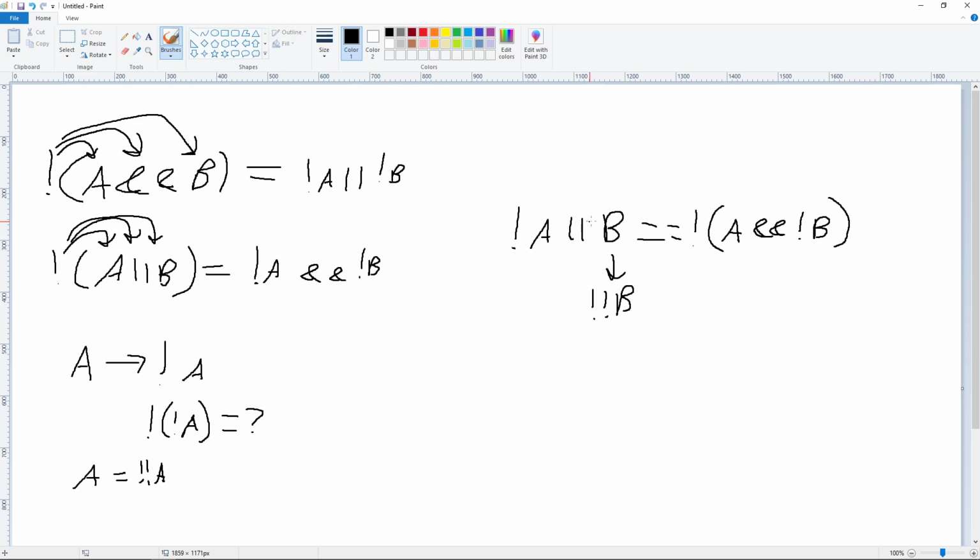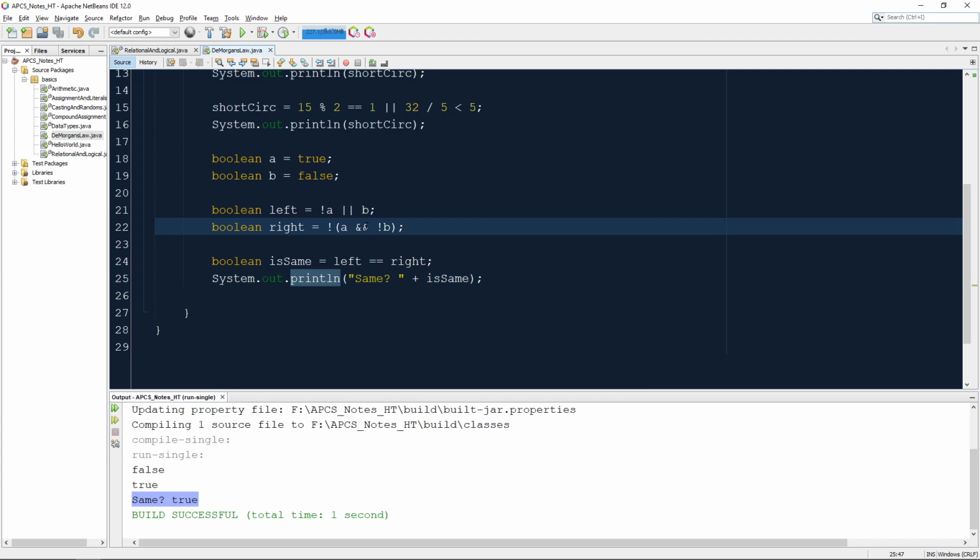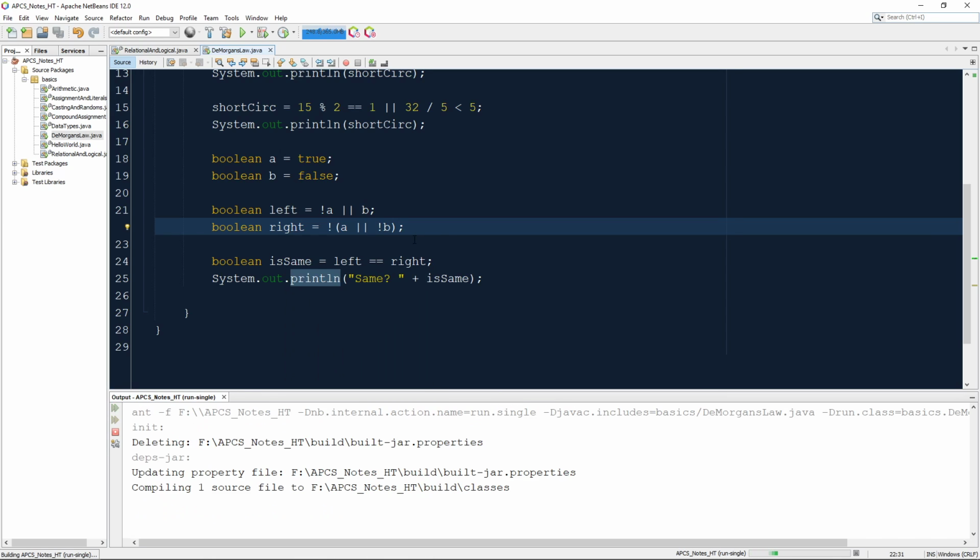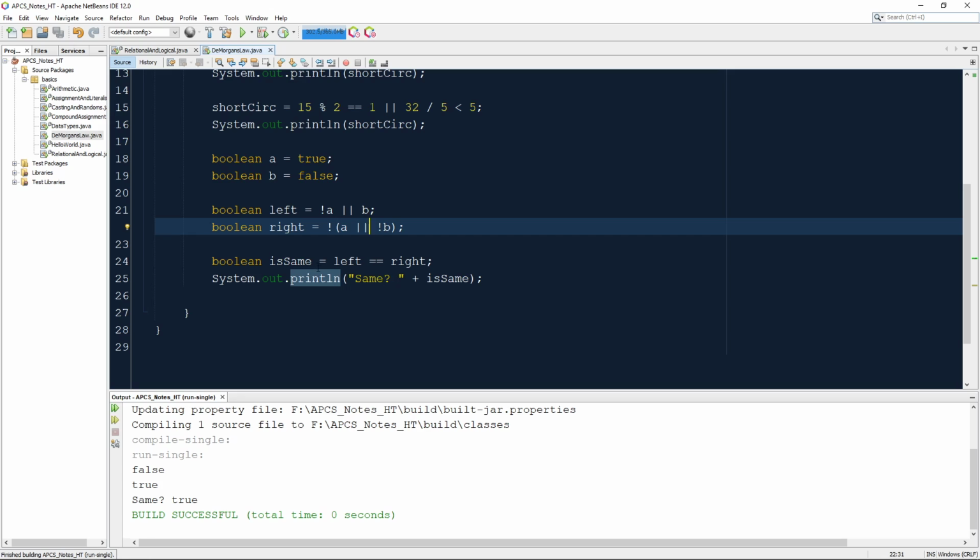Now again, if I had made the mistake of not flipping the symbol, so if I thought that this ended up being not A or not B, then this would not be the same. If I had done this by accident, if I had misrepresented De Morgan's law and I ran it, we would see that they're not equal to each other. Oh, what did I do? Am I wrong? Not A or not B. Not A. Am I crazy, or did this end up happening? Ooh, what am I doing wrong here? isSame is left equal to right. isSame is assigned. Are they equal to each other?